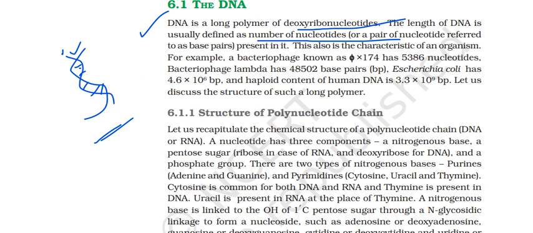For example, a bacteriophage known as φ174 has 5386 nucleotides. Very important. Bacteriophage lambda has 48502 base pairs. E. coli has 4.6 into 10 raised power 6 base pairs, and haploid content of human DNA is 3.3 into 10 raised power 9. Haploid means where we have a single set of chromosomes. In diploid, you'll simply multiply it by 2 and that'll be 6.6 into 10 raised power 9 base pairs. Fine. Now let's come to the structure of polynucleotide chain.